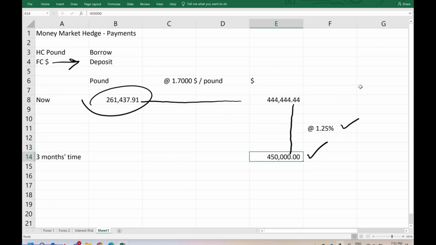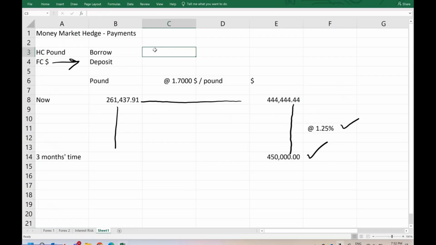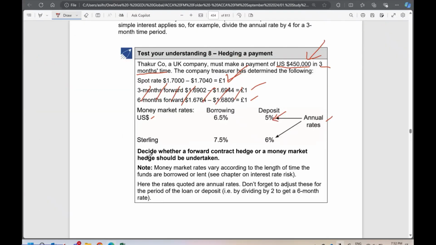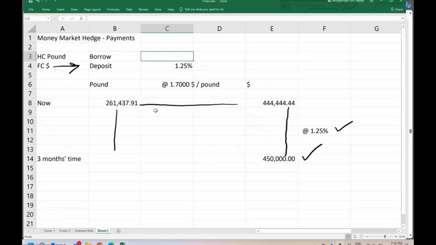So if you want to see how much you pay in 3 months' time, it costs only this in 2 days' time. But if you want to find the cost in 3 months' time, you can also find it. Look, in 3 months' time you also have to pay interest. So write down the rate here. You will deposit at 1.25%, but you borrow the pound at what rate? The sterling borrowing rate is 7.5%.